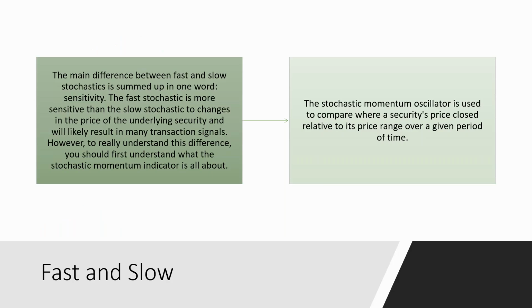So the main difference between the fast and slow stochastic is summed up in the word sensitivity. The fast stochastic is more sensitive than the slow stochastics.